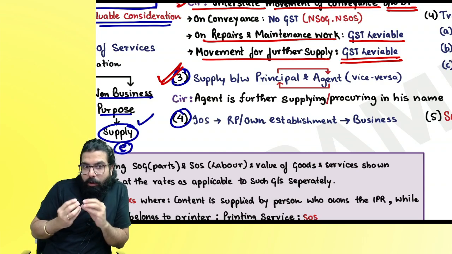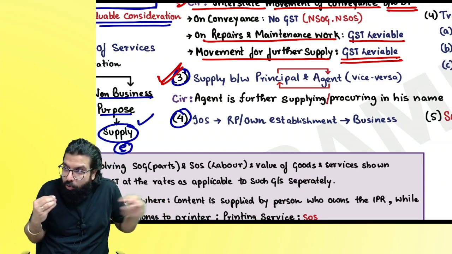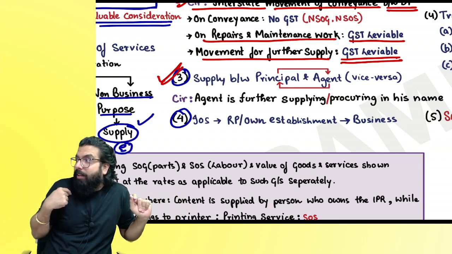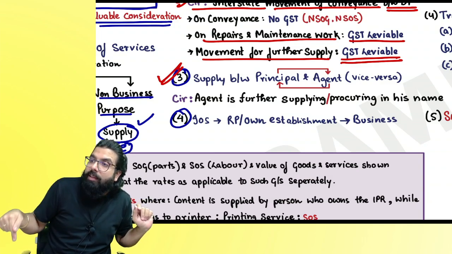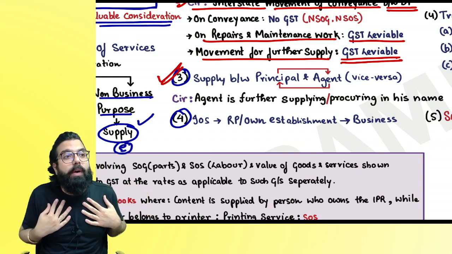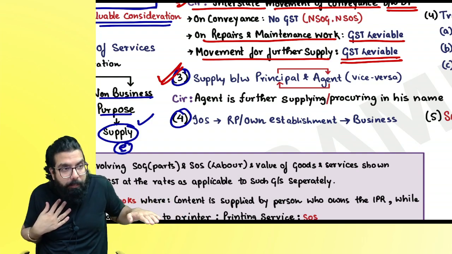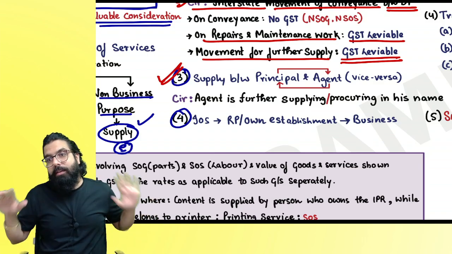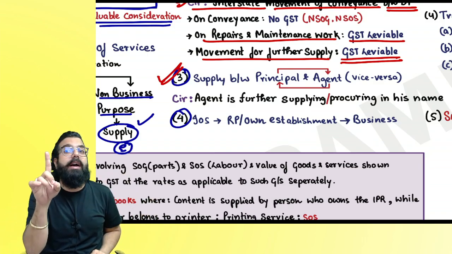Principal sends me the goods. I issued the invoice in my name to the customer. Principal sending me the goods, even without consideration, will be considered as supply, and an invoice has to be raised. Who am I, everyone? I am a selling agent because I am selling the goods in my name. So principal sending me the goods will be considered as supply. Are we clear, everyone? Always remember who is issuing the invoice.